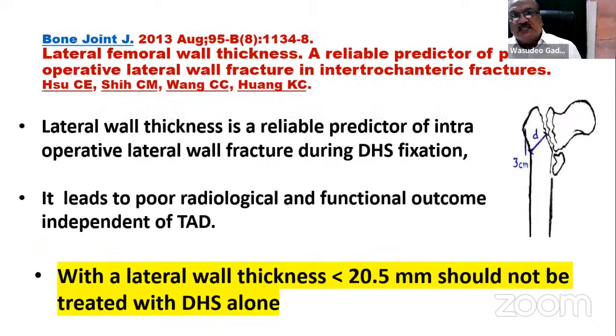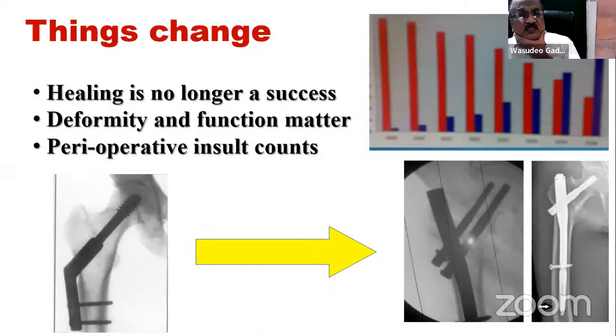So lateral femoral wall thickness is a reliable predictor of a post-operative lateral wall fracture in the intertrochanteric fracture, and it leads to poor radiological and functional outcome independent of TAD. A lateral wall thickness of less than 20 mm should not be treated with the DHS. So the thinking has changed. Healing is no longer a success. Deformity and function matter, and perioperative insult counts.